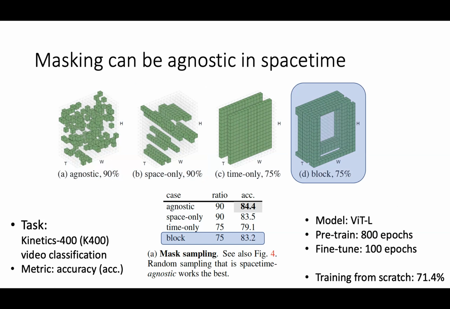What we find is that this random masking works better than the other variants. Especially, we can use a very high masking ratio, which does not work well if we use these other variants. And a high masking ratio means more efficient pre-training.